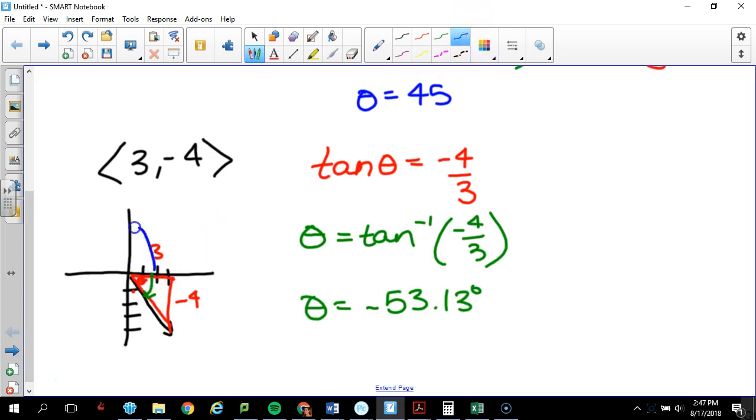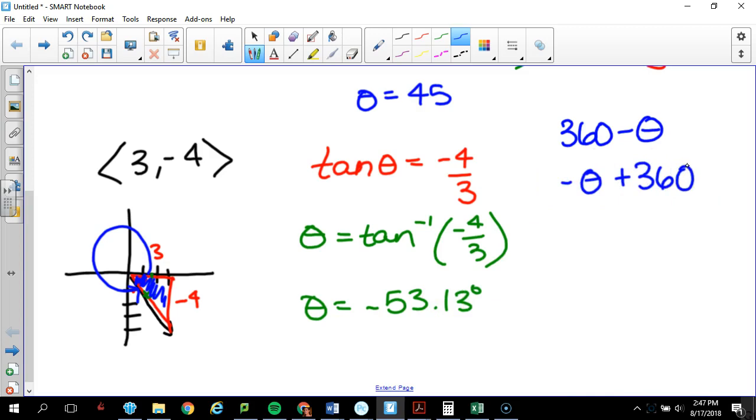Well, what I just found was from here to here. But what I need is this whole thing right here to the vector. I'm going to clean that up a little bit because I drew that a little far. There we go. To the vector. So I don't need this. I need to subtract that away. Well, 360 degrees minus theta, what I have here is going to go ahead and get rid of it. Well, it's already given to me as negative, so I have a negative theta plus 360 degrees.